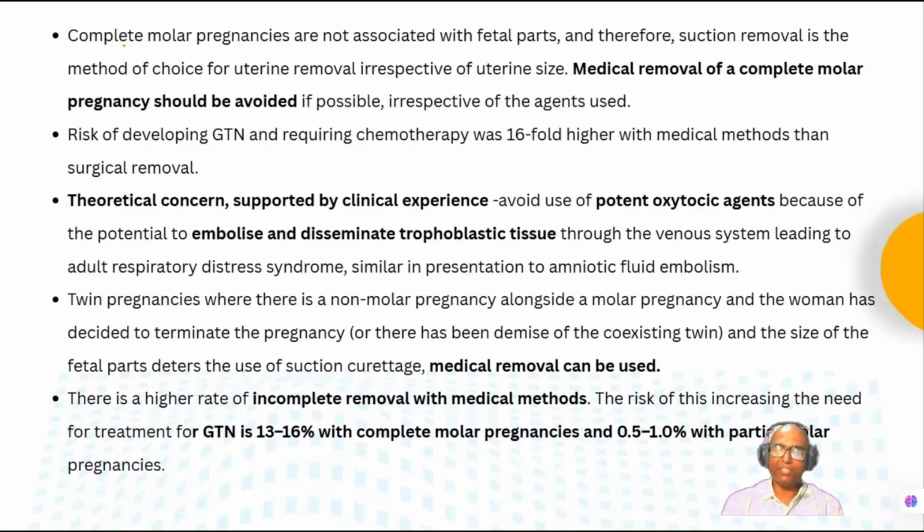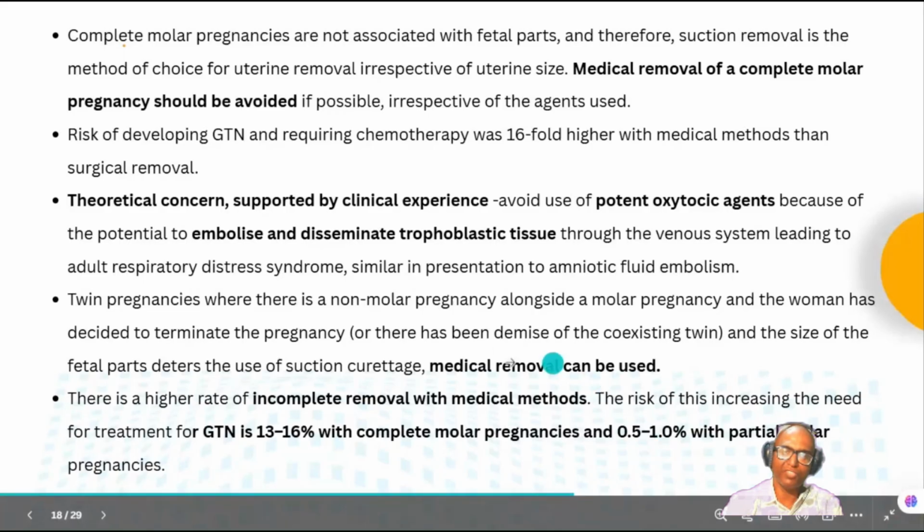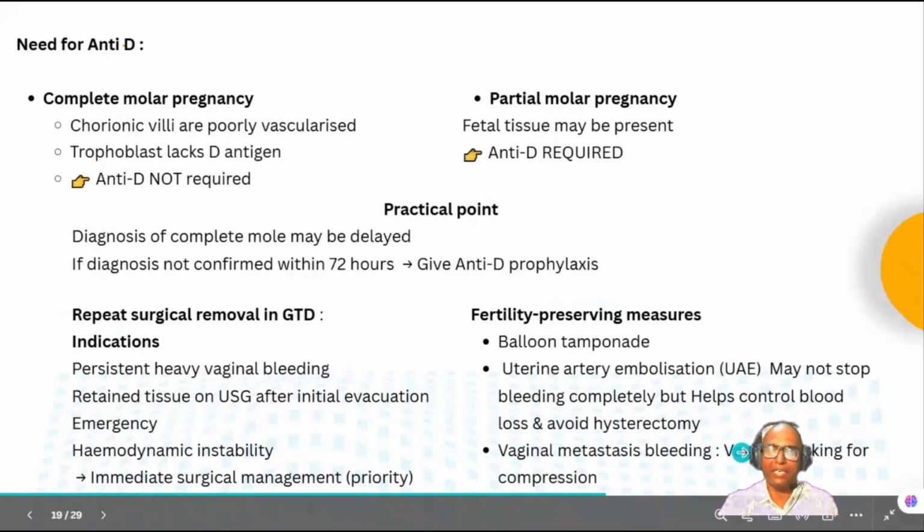Okay. So there is a higher rate of incomplete removal when you go for the medical methods, and the risk of this increasing the need for treatment of GTN is 13 to 16% with complete molar pregnancies and 0.5 to 1% with partial molar pregnancy. So following complete molar pregnancy, the risk of GTN is 13 to 16% and 0.5 to 1% following partial molar pregnancy.